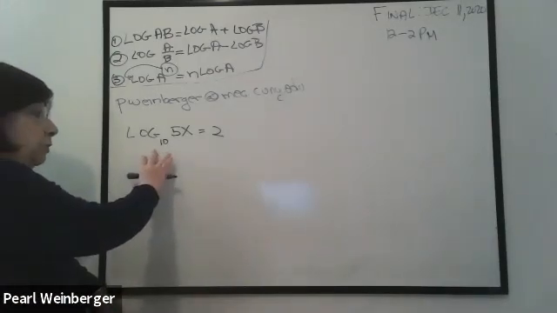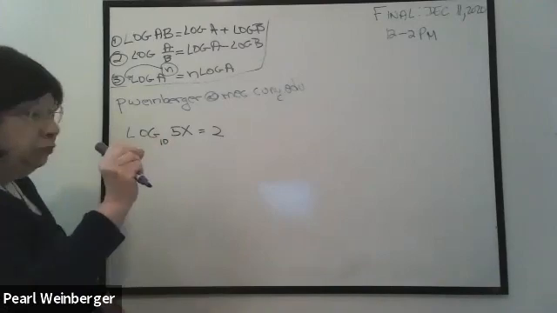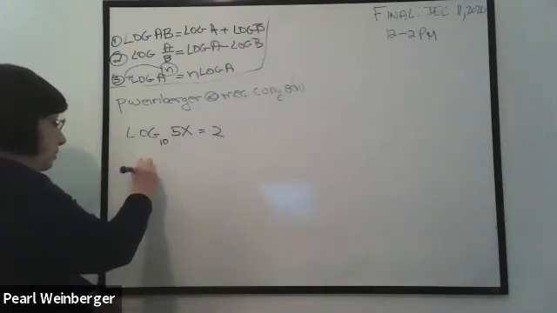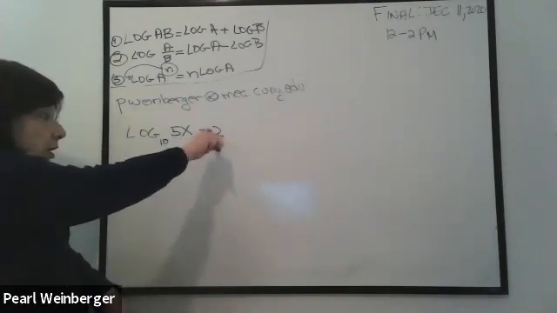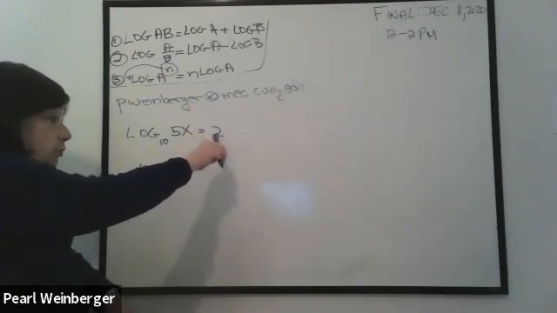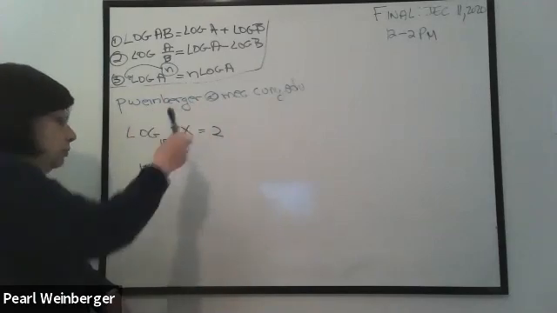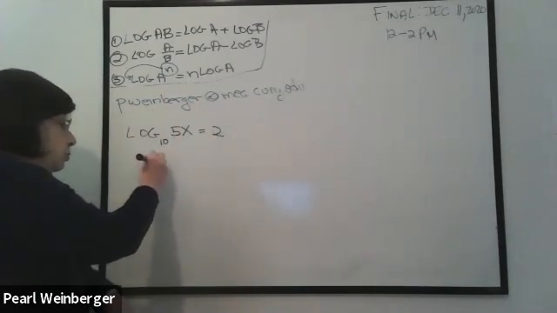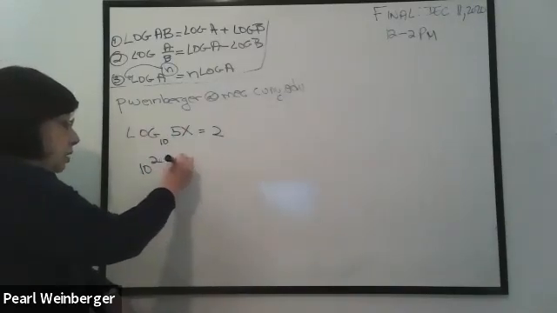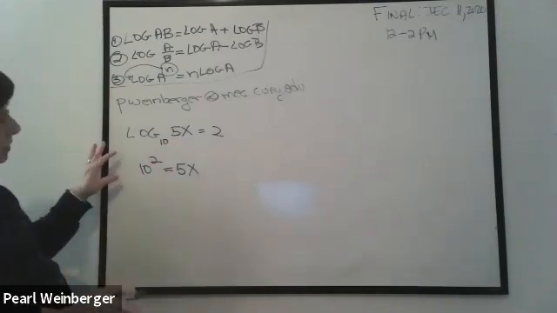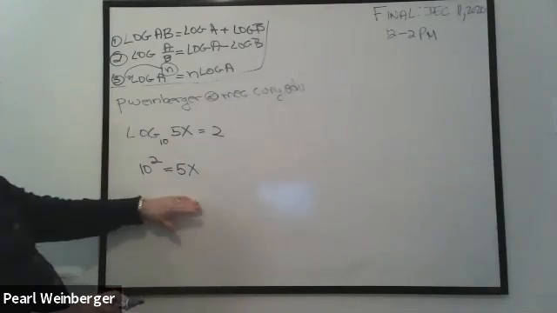Now, if I want to switch this from logarithmic form to exponential form, I take my base. Again, if no base is written in, you know the base is 10. So that's 10. Put it to the exponent, the number on the other side of the word log, the thing that the log is equal to. Remember, the word log is equivalent to the word exponent. The exponent equals 2. So my exponent is 2. So that's 10 squared. That always equals the number that's next to the word log. So here's my exact same example written from log format to exponential format.